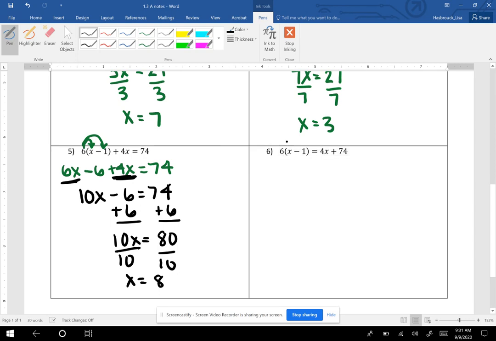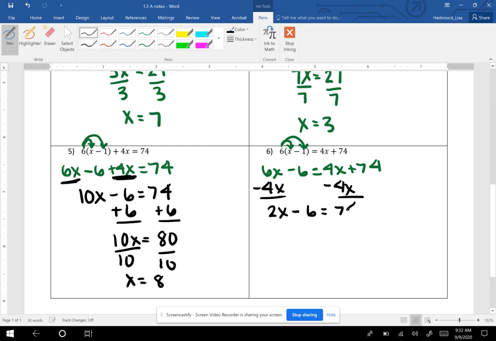Number 6 is a little different. We do start by distributing, so I am going to do the 6 times x to get 6x, and I'm going to do the 6 times negative 1 to get minus 6. But now notice the equal sign is next, and then the 4x plus 74. So for this problem, to move that 4x, we are going to have to do the opposite. We have to subtract 4x from each side. 6x minus 4x is 2x. I bring down the minus 6, and it is equal to 74. Now I can add that 6 to each side to get 2x equal to 80, and then divide by 2. So x is equal to 40.